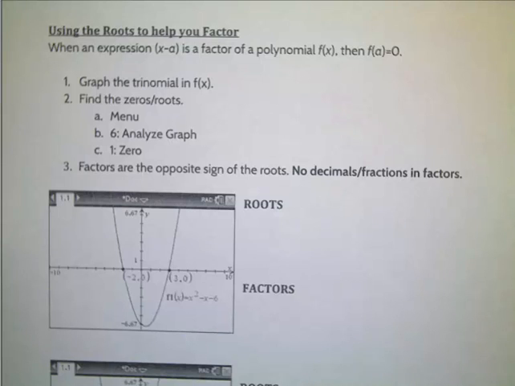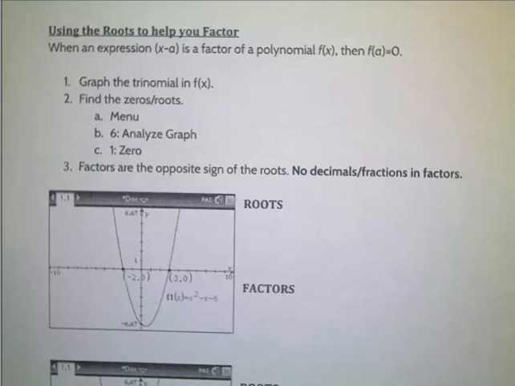This lesson is using the roots to help you factor. So, with some expressions that need to be factored, you can use the calculator to help you. You can use the graph to help you. So when an expression x minus a is a factor of a polynomial f of x, then f of a equals 0.